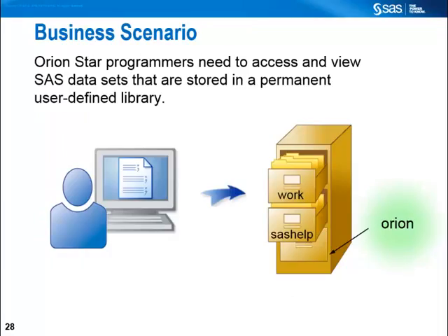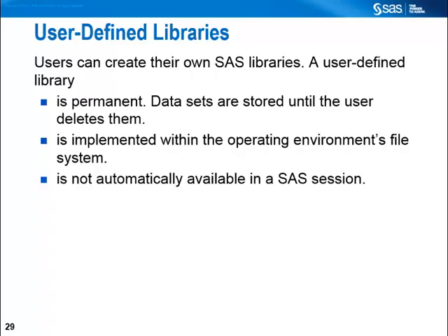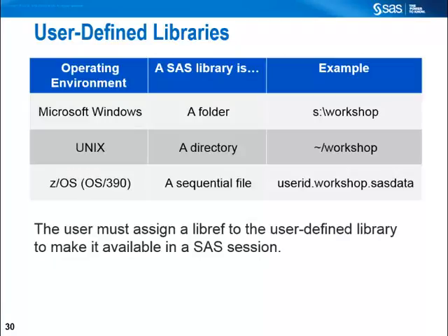Orion Star programmers need to access and view SAS datasets that are stored in a permanent user-defined library. So here, according to the diagram, we are going to create a library named Orion. Users can create their own SAS libraries. A user-defined library is a permanent dataset location that is stored until the user deletes it, is implemented within the operating environment's file system, and is not automatically available in SAS sessions.